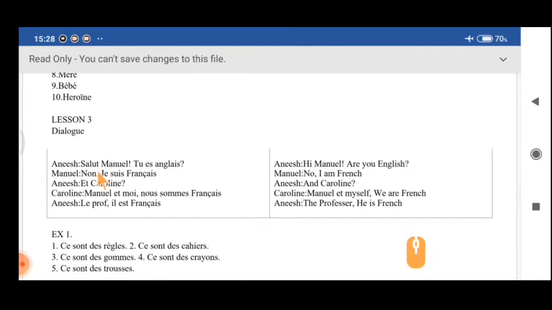And here we go. We have reached lesson 3 here. Lesson 3 dialogue is given here. Salut Manuel, tu es anglais? See here. Hi Manuel, are you English? On the left hand side it is given in French and right hand side it is given in English. So you can just learn from here.